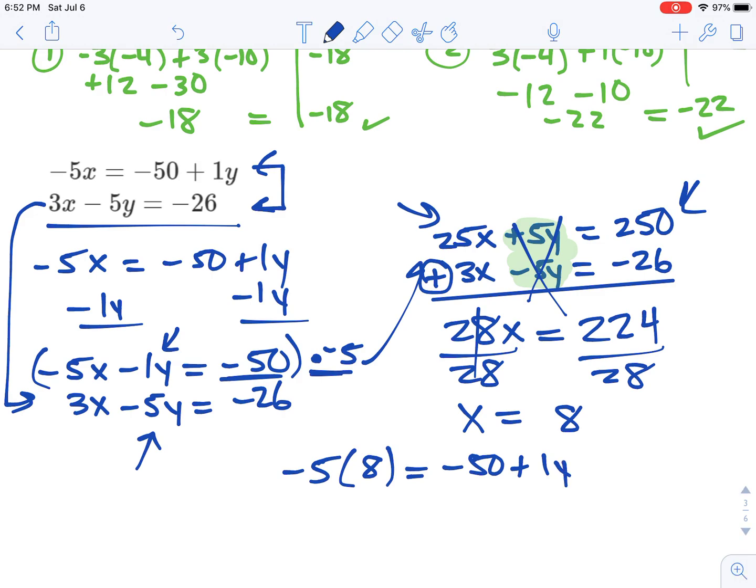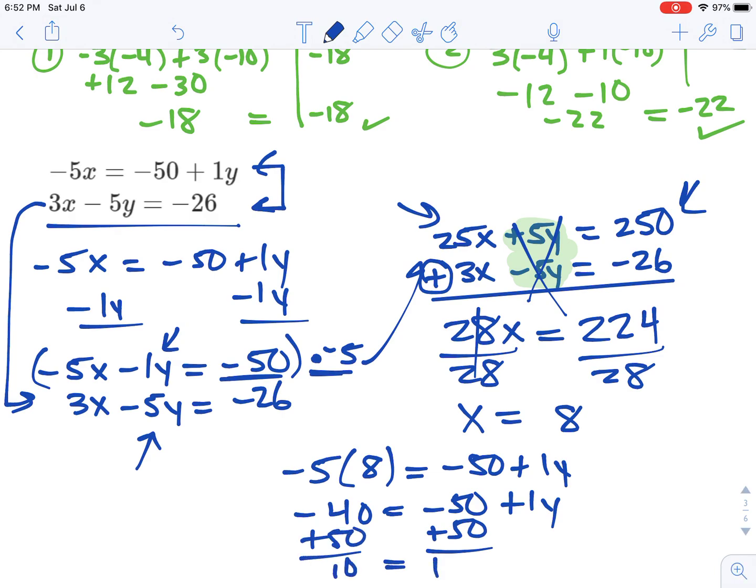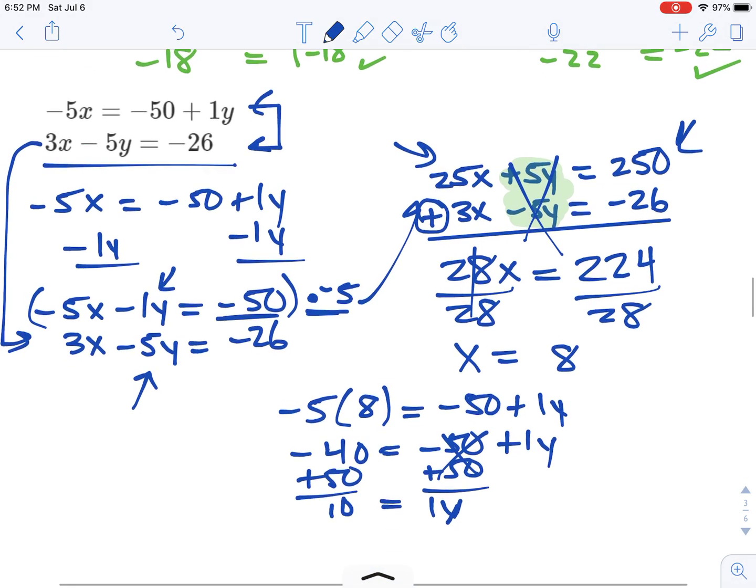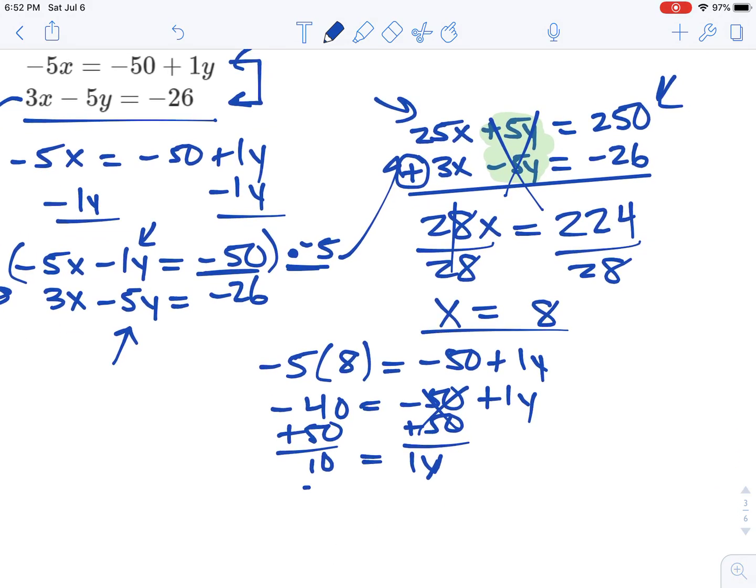I need to solve this for y. So this is -40 equals -50 plus 1y. One more step here to solve. Just add 50 to both sides. And positive 10 equals our 1y, since these are gone. So our answer is the x-coordinate with the y-coordinate as a coordinate point. So 8, 10, the x and the y, there's our answer.